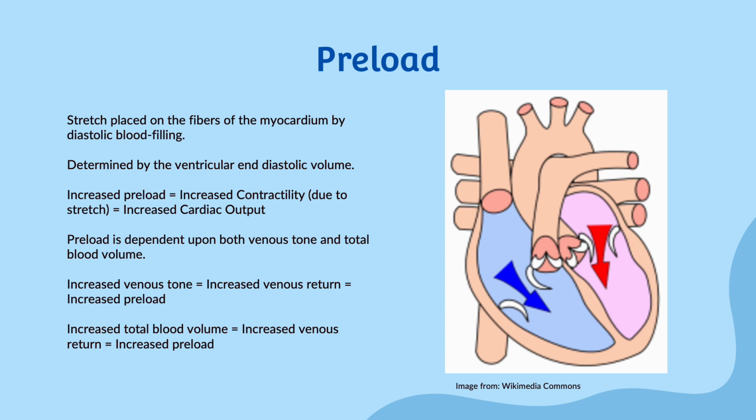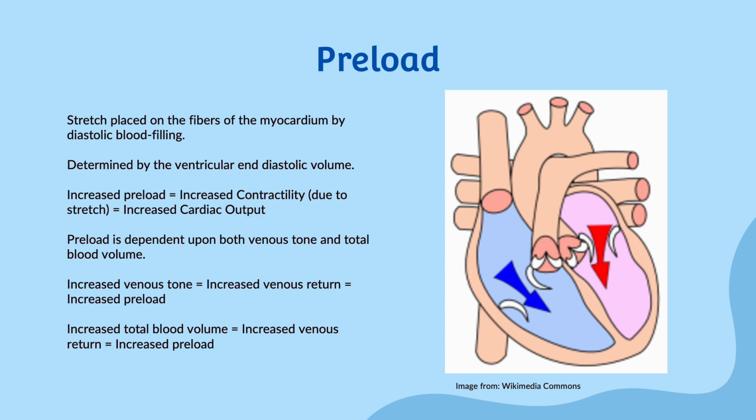There are several factors that can affect preload and influence the amount of blood that is returning to the heart. One important factor is the total volume of blood in the circulatory system, known as the blood volume. If the blood volume is increased, for example, fluid administration in a severely dehydrated patient, the preload will increase.